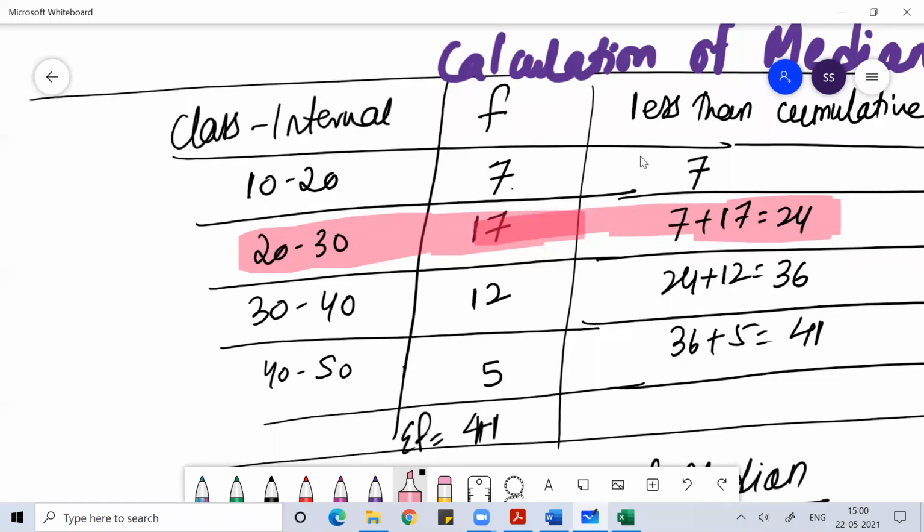So in the cumulative frequency table, find the next value which is higher than sum of f by 2. You know that the sum of frequency is 41. So check in the less than cumulative frequency table. You need to find the next value higher than 41 by 2. The next value which is higher than 41 by 2 is 24, because 41 by 2 is 20.5. See, the next value which is higher than 20.5, that is 24.